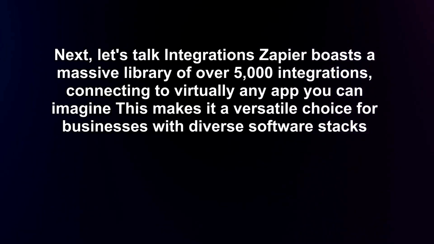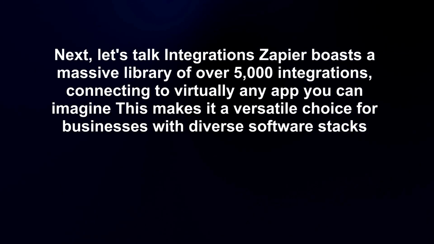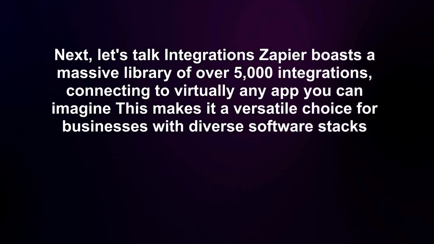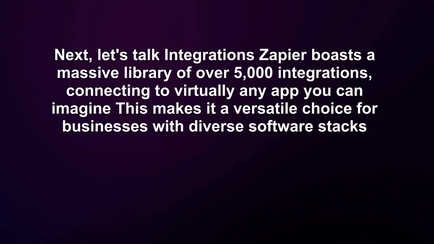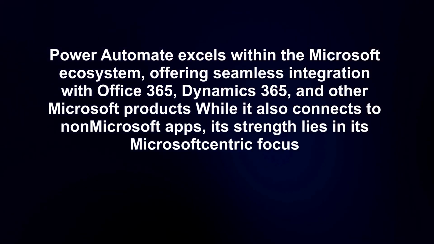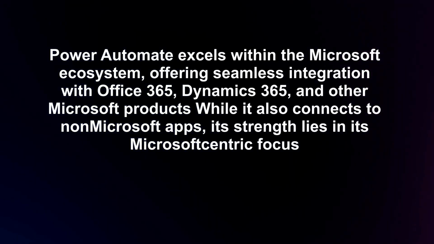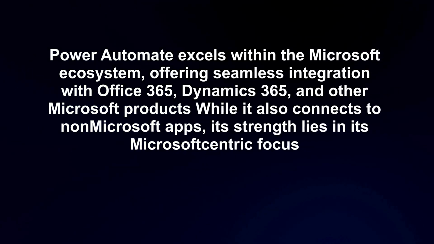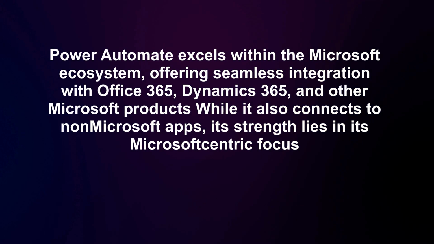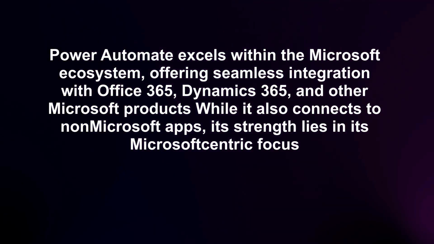Next, let's talk integrations. Zapier boasts a massive library of over 5,000 integrations, connecting to virtually any app you can imagine. This makes it a versatile choice for businesses with diverse software stacks. Power Automate excels within the Microsoft ecosystem, offering seamless integration with Office 365, Dynamics 365, and other Microsoft products. While it also connects to non-Microsoft apps, its strength lies in its Microsoft-centric focus.